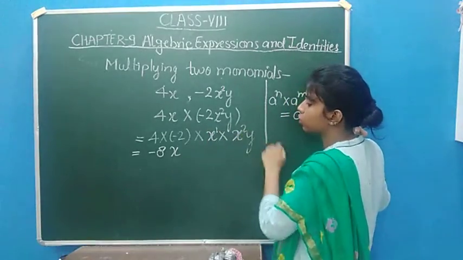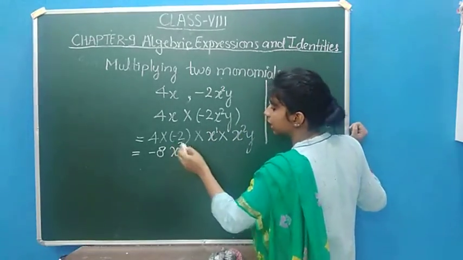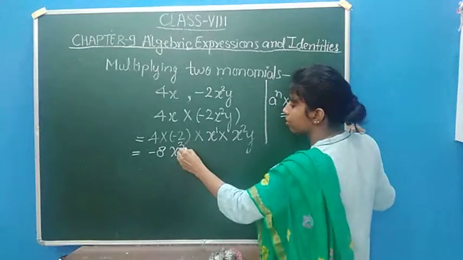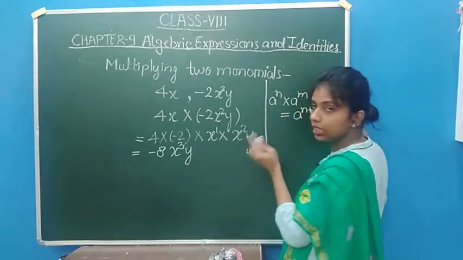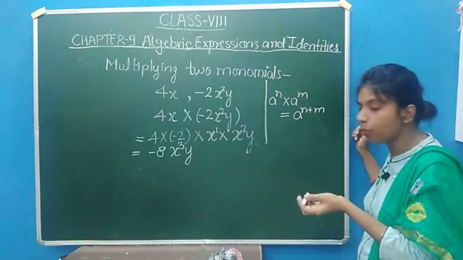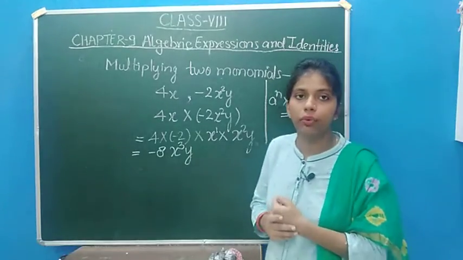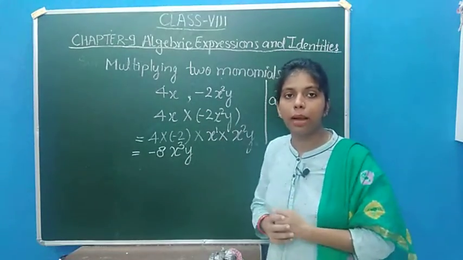So 1 plus 2, what we get here? 3. After that the next variable is y. Y is only one time we have y, so here we are going to write y. Okay, by the same way we have to do multiplication.